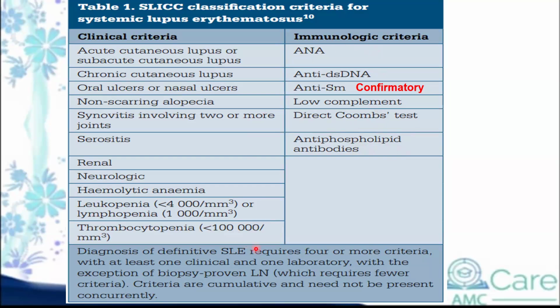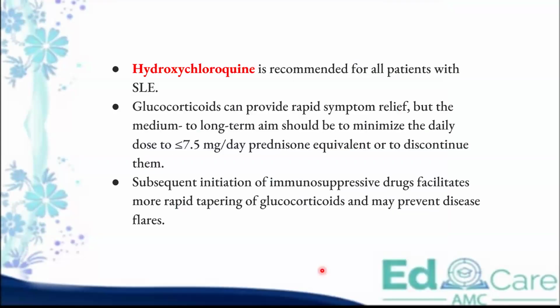So for diagnosis, you need 4 or more of these criteria, right? 1 clinical and 1 laboratory at least within that 4, right? So it can't be 4 from only one side, right? So at least 1 should be present from the other side. And if it's a proven lupus nephritis, that is biopsy proven lupus nephritis, you can go with fewer criteria than 4, right? So again, MCQ question.